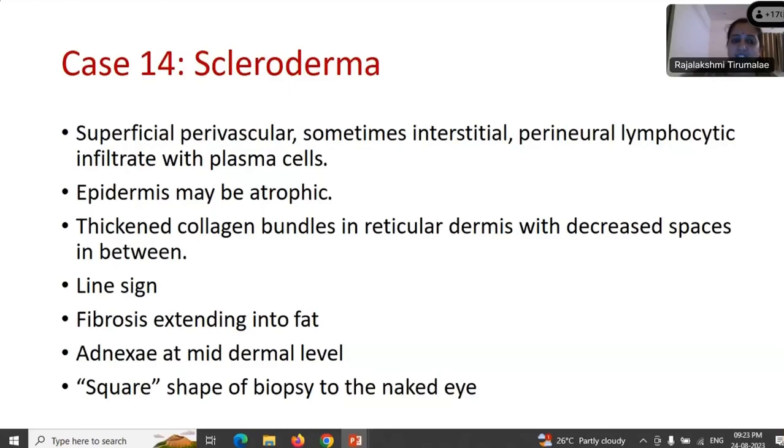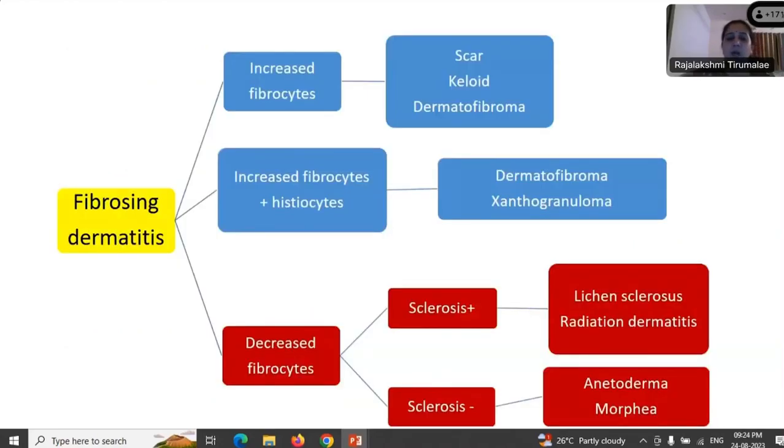And if it's a late stage, you don't see adnexae at all. Otherwise, you do see adnexae which are pulled up, right? Which are at the mid dermis level. And like you rightly pointed out, the square shape of the biopsy to the naked eye gives away the diagnosis, right? Now, coming to differential diagnosis of fibrosing dermatitis, we should know the difference between fibrosis and sclerosis.